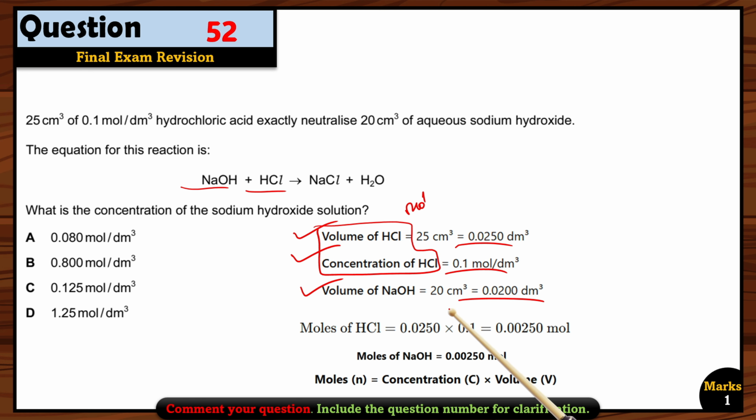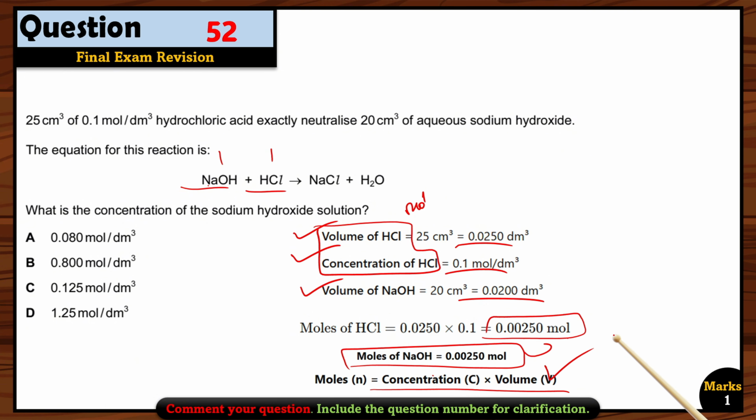Once you find the moles of HCl, you can compare NaOH and HCl. For example, say you find the moles is 0.025. 1 mole of HCl gives you 1 mole of NaOH, so 0.025 will also give you 0.025 mole of NaOH. So the moles of NaOH is also the same. Once you find the moles of NaOH, simply use the formula moles is equal to concentration into volume. The volume is already given, and you have already found the moles. So now you just have to find the concentration. Just take moles divided by volume and you will get your answer.